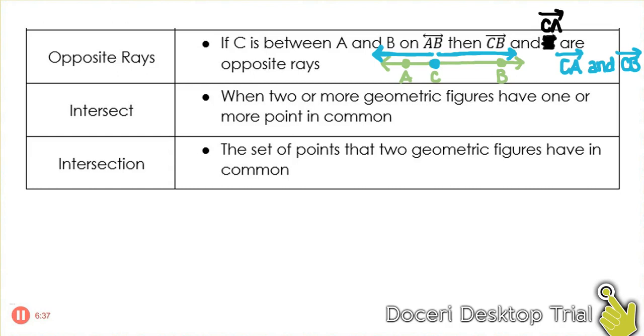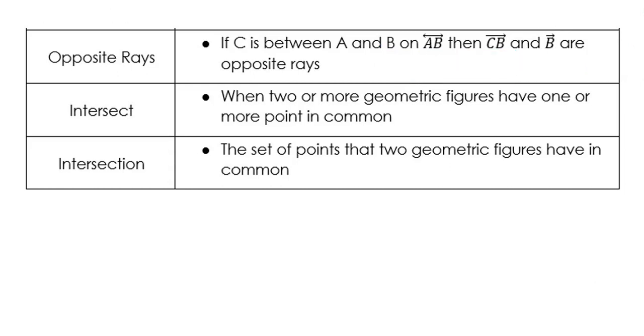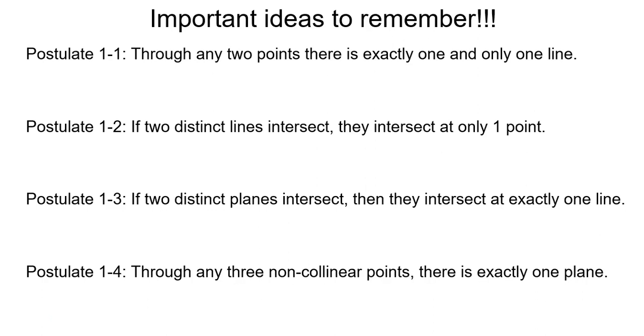Intersect, the word intersect, that's when two or more geometric figures have one or more points in common. And an intersection is the set of points that two geometric figures have in common. So we're going to look at a couple of postulates. And these are important ideas that we need to keep in mind as we're moving through our examples.